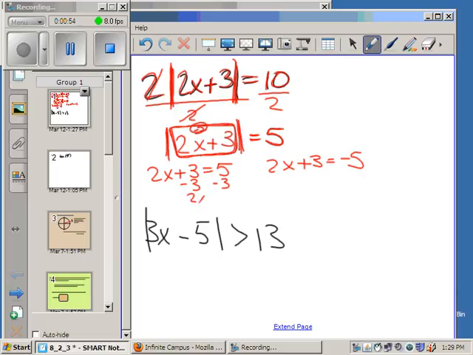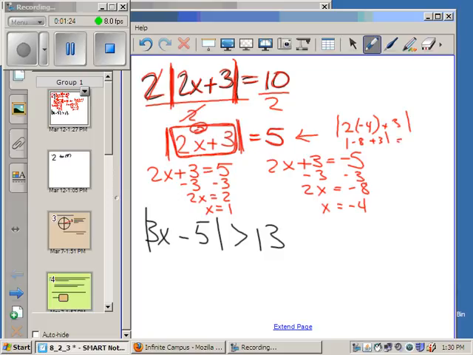So this equation here, x equals 1. Over here, though, it's going to be something completely different. Negative 5 minus 3 is negative 8, and when I divide both sides by 2, I get x is negative 4. Now notice when I take that back up to this equation, the absolute value of 2 times negative 4 plus 3 is the same as the absolute value of negative 8 plus 3, which is the absolute value of negative 5, which equals 5. So I get 2 answers. X is 1 and x is negative 4.